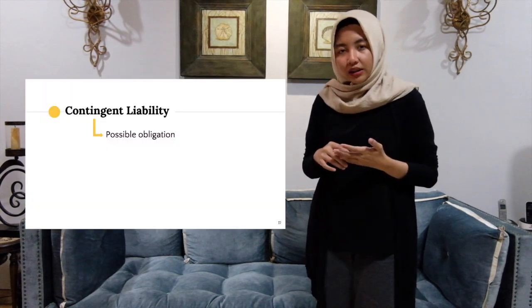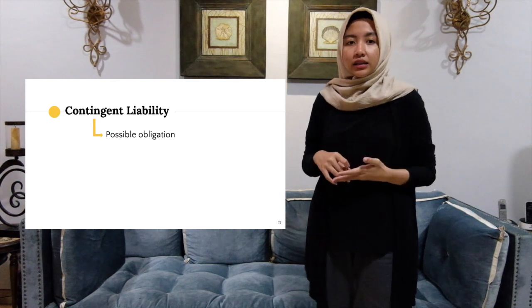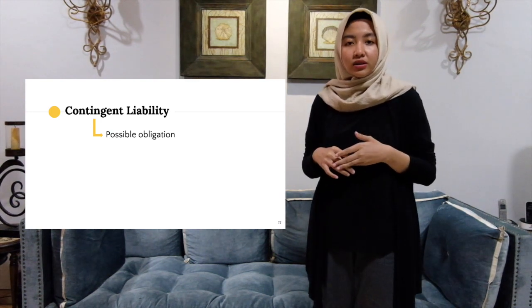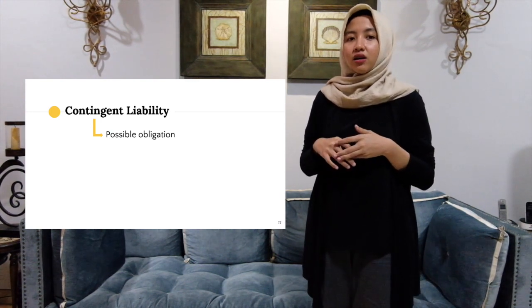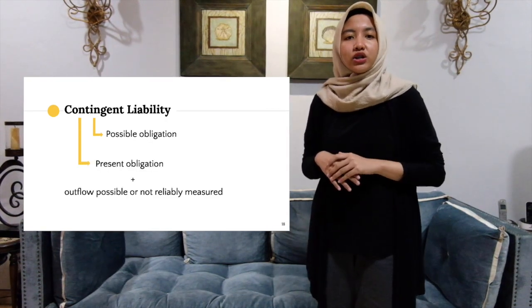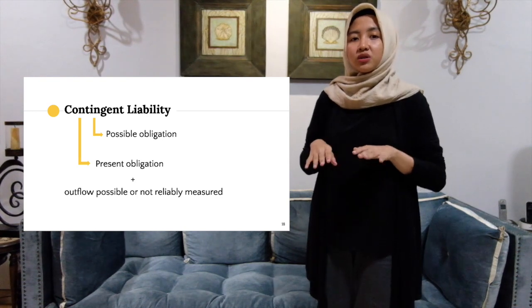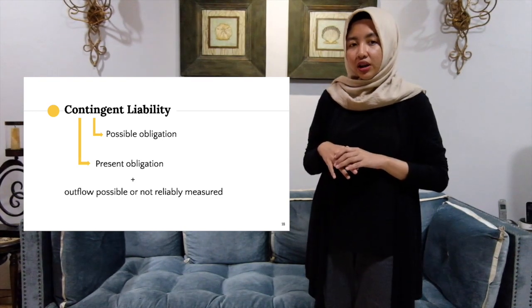The second one, the contingent liability. The contingent liability is either a possible obligation that arises from past events and its existence will be confirmed by some uncertain future events that are not wholly under the company's control, or a present obligation that arises from past events but outflow of economic benefits is just possible or the amount cannot be measured reliably.